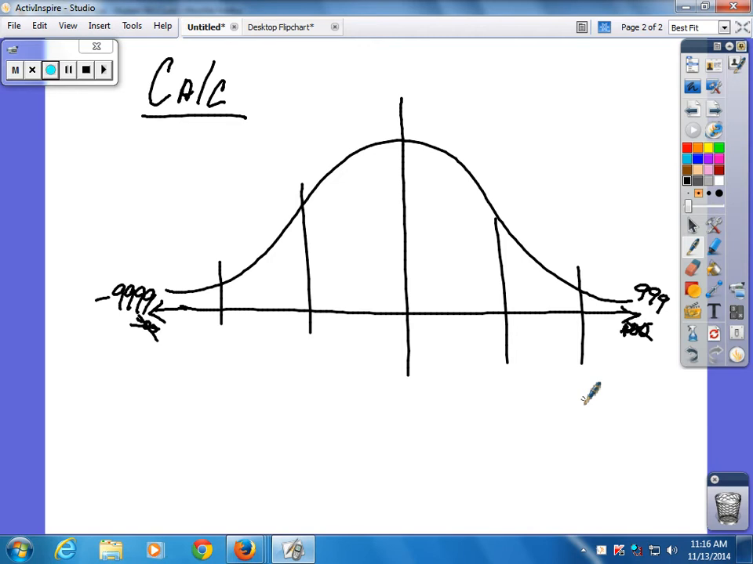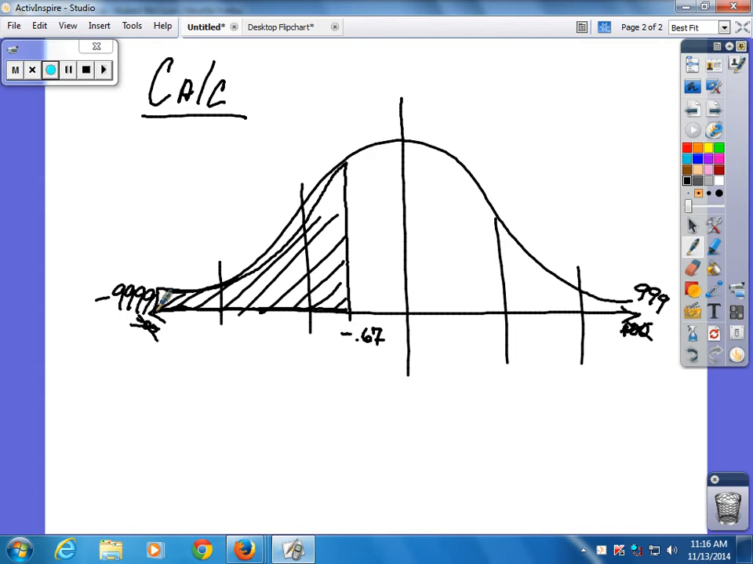And we want to find negative 0.67. Okay, that's right here. Which way do we read? Left to right. So what comes first? Negative 9999. If you remember interval notation in algebra, negative 9999, comma, what? Negative 0.67. So that's pretty much where we're going, right? Anybody disagree with that?